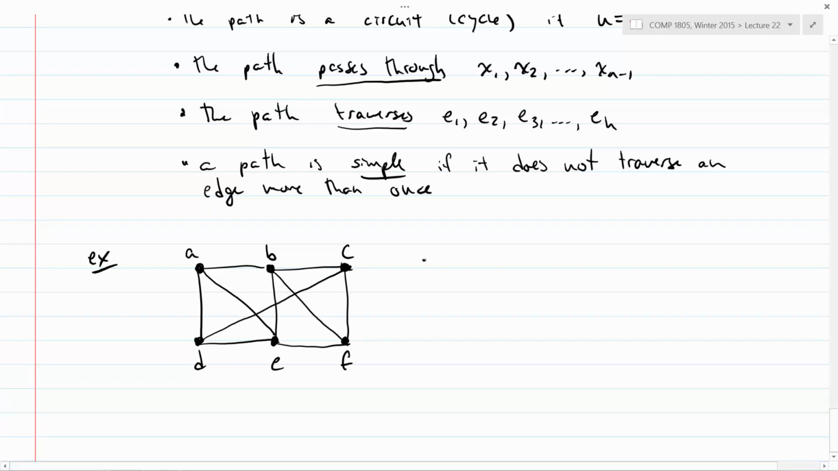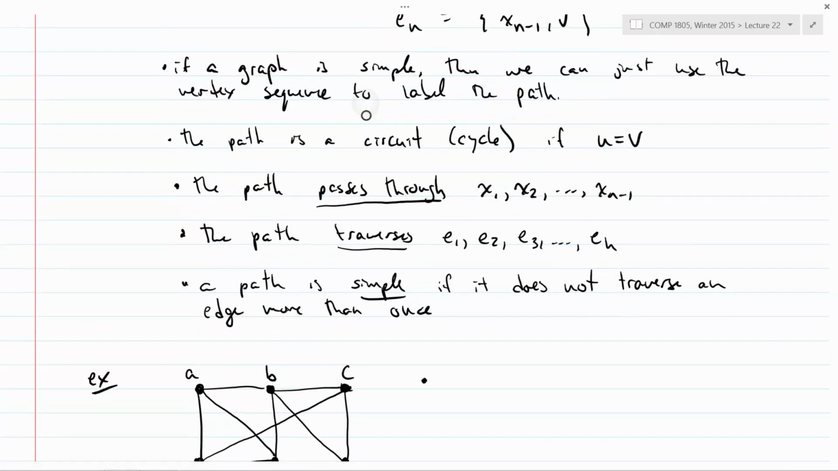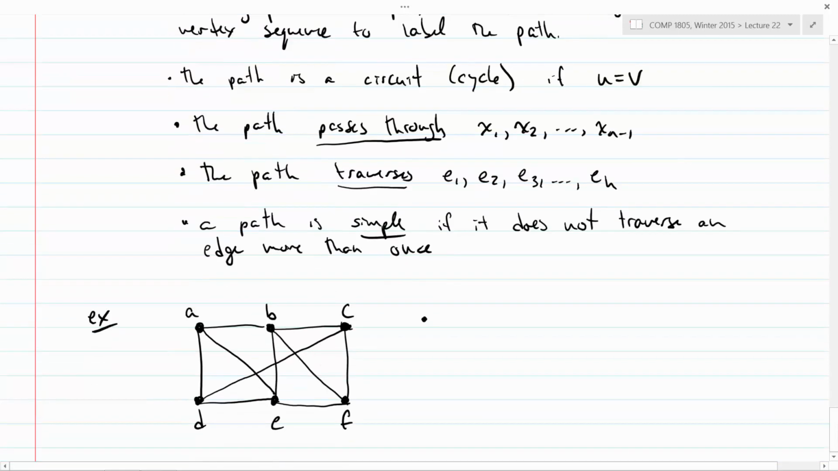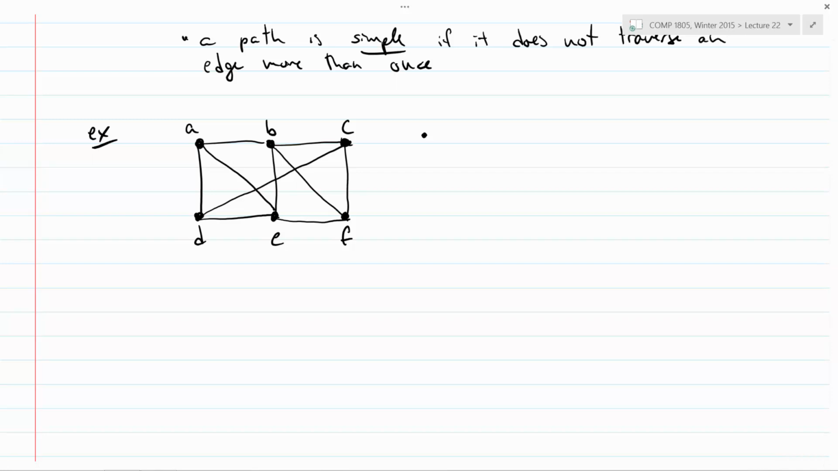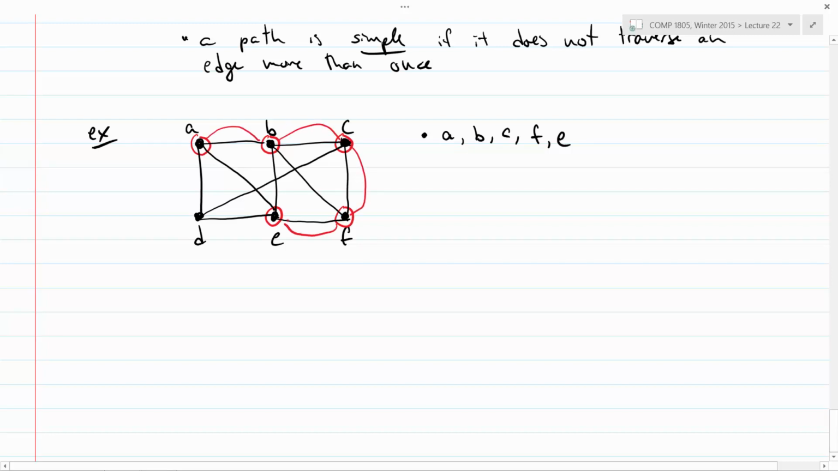So first we should note, this is a simple graph. So by this observation here, I can label a path just by specifying the vertices of the path. So one would be A, B, C, F, E. So let me show that to you. This is A, B, C, F, E. So the way I do that is by following this edge, this edge, this edge, and this edge.